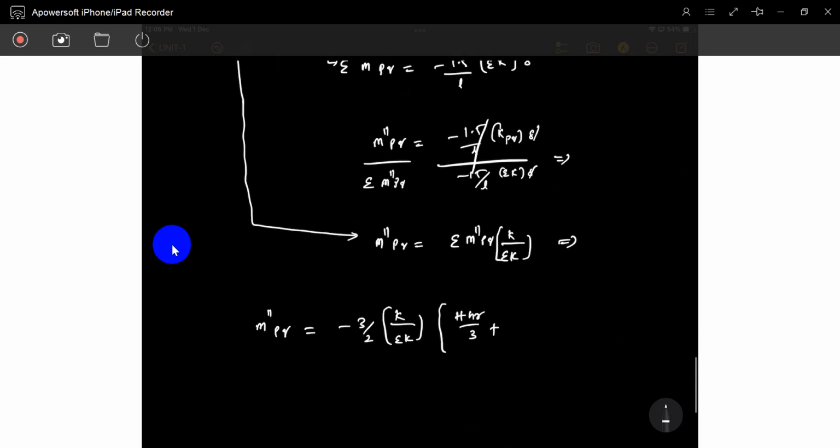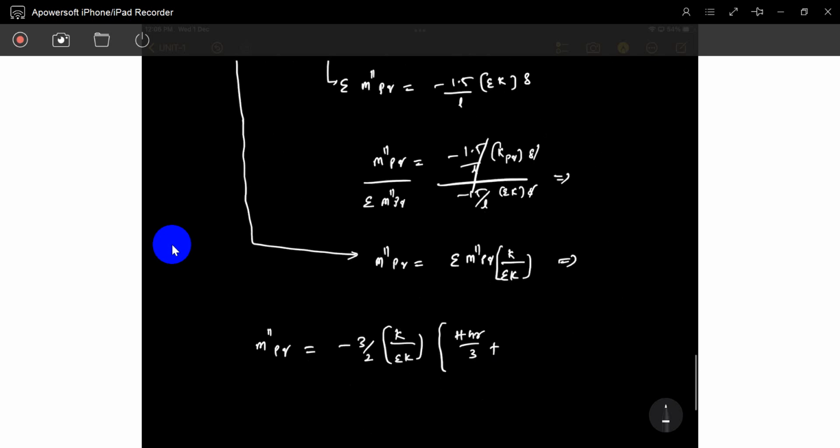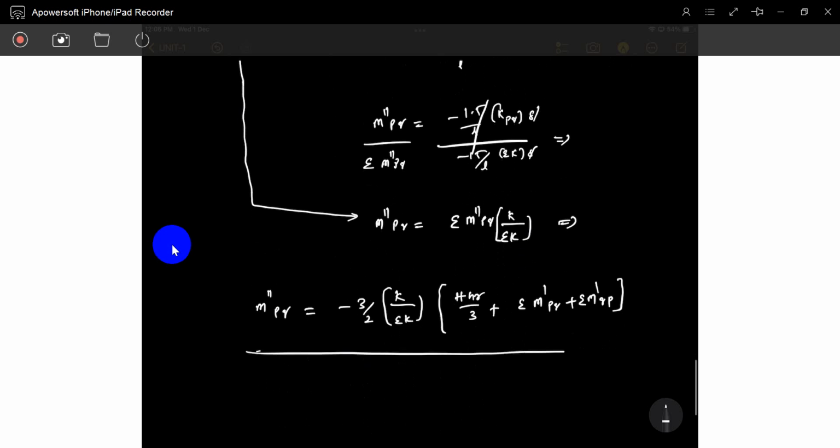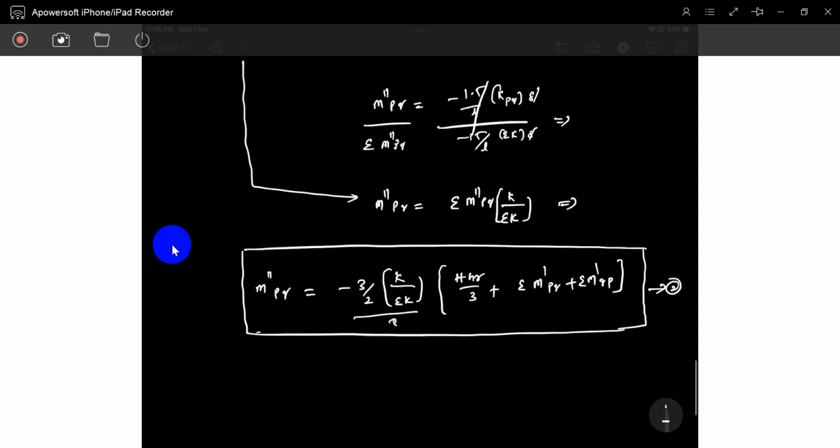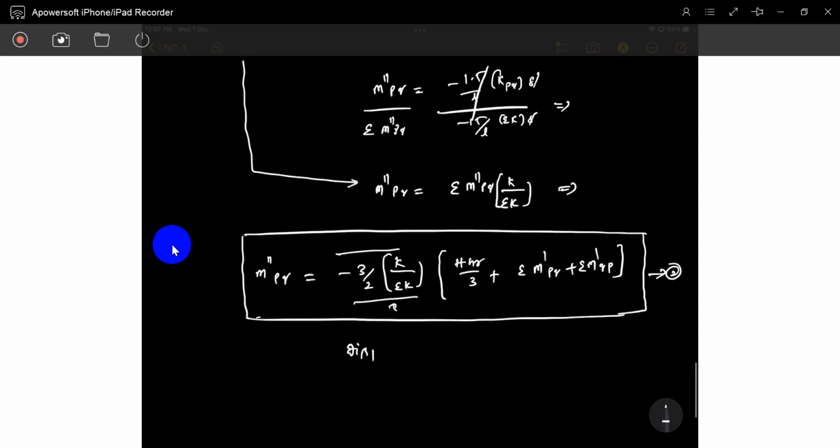What is this value? HR by 3 plus rotational contribution MPQ plus MQP, sum. This is our important value. Okay, that's the thing. Fine. Sir, what is this value? Previously it was minus 1 by 2 K divided by sum of the K, stiffness divided by sum of the stiffness. Now it is 3 by 2. This is a displacement factor. You can call it a displacement factor.